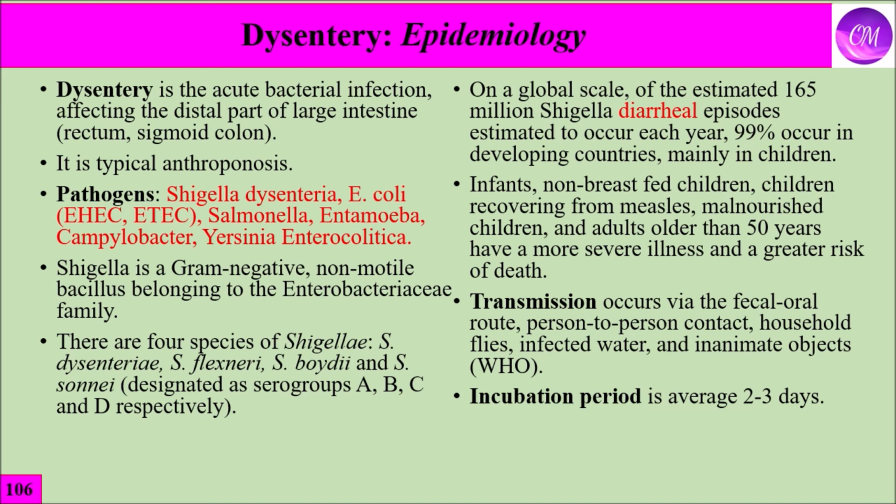Shigella is a gram-negative, non-motile bacillus belonging to the Enterobacteriaceae family. There are 4 species of Shigella: Shigella dysenteriae, Shigella flexneri, Shigella boydii, and Shigella sonnei, designated as serogroups A, B, C, and D respectively.